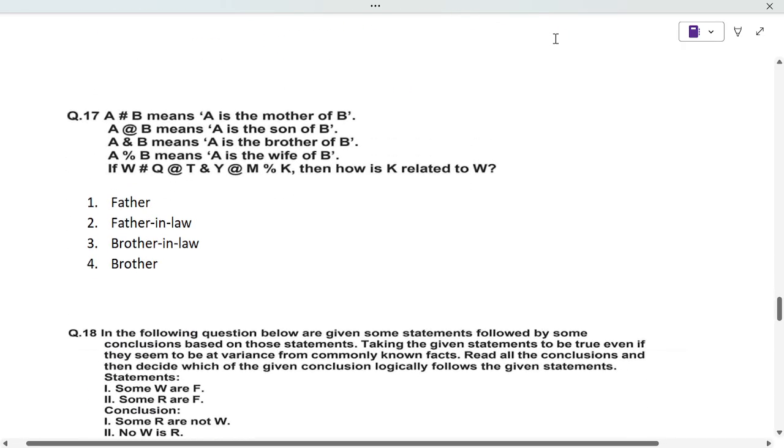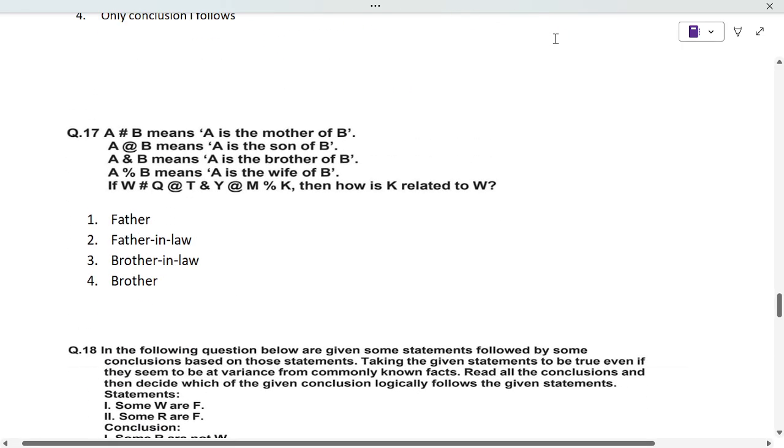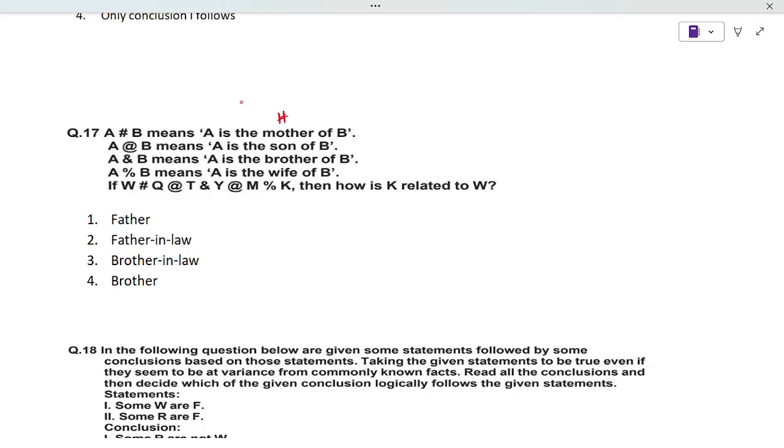Next one is also from coded blood relation. So here hash means mother. A hash B, sometimes they might give you B is mother of A. In that case also. But here we have respectively, right? So A is mother of B. So hash means mother, @ means son, N means brother, person means wife.